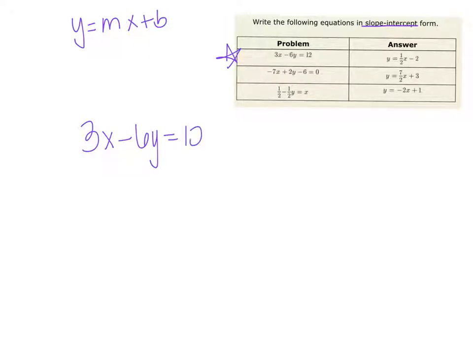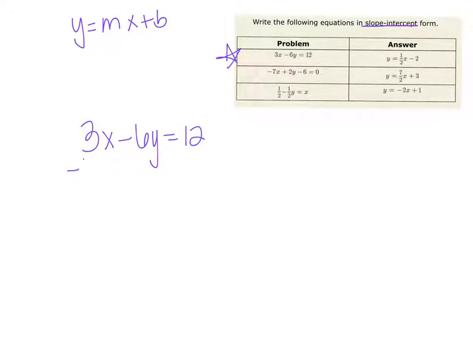In these problems, we want to put the given equation into slope-intercept form. Slope-intercept form is y equals mx plus b, where m is your slope and b is your y-intercept. So I start with 3x minus 6y equals 12.